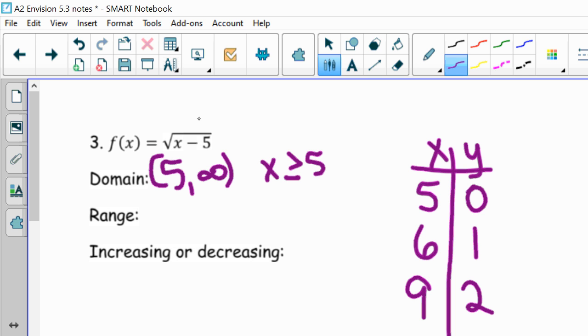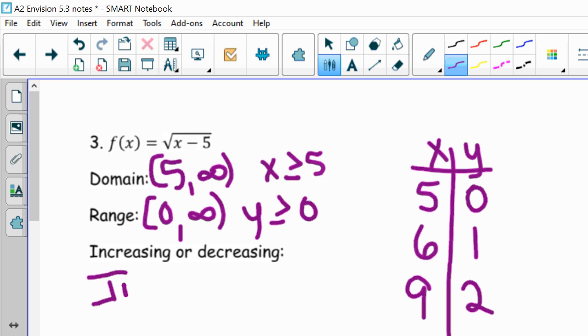My range, my lowest y value is 0. So again, 0 to infinity, or y greater than or equal to 0. Increasing or decreasing, this again from left to right is getting bigger, so increasing.